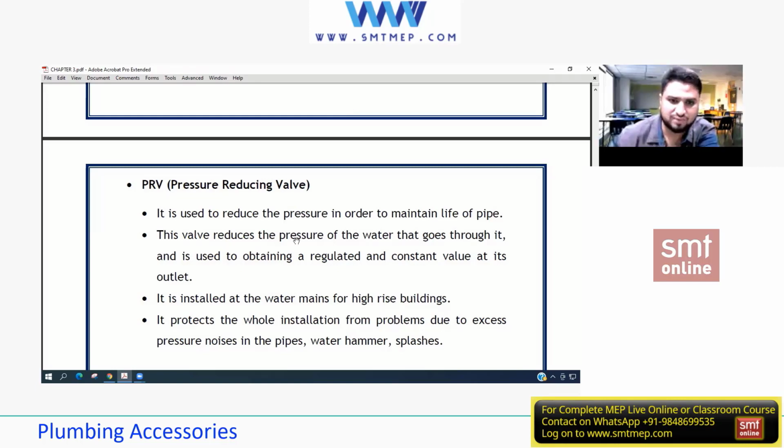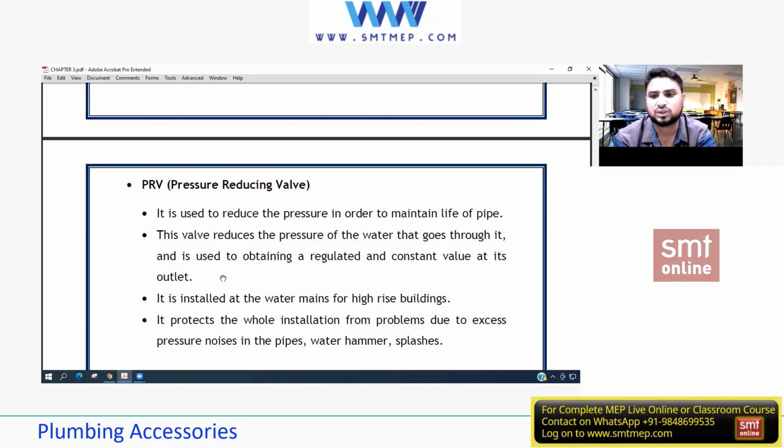Now, this valve reduces the pressure of the water that passes through it and is used to obtain a regulated and constant value at its outlet. That means we have regulated the value and it's within the range, so I'm not having any problem. Constant in the sense it is within the standard, either 80 or 60 like IPC or UPC. I am pretty sure because we have done the calculation and fixed one PRV over here, so in this particular length of the vertical pipe in between, it is 60 or 80.